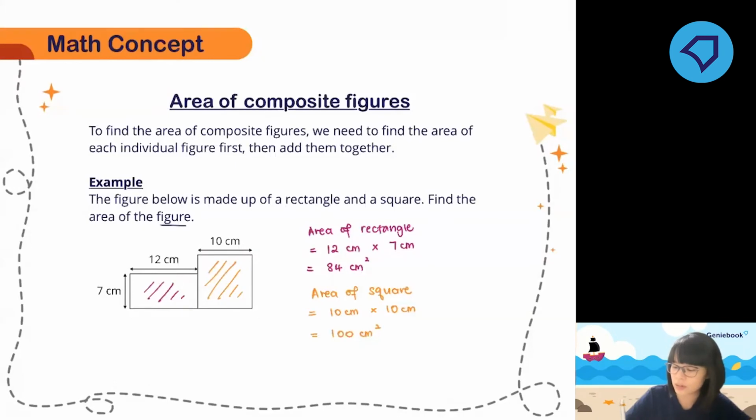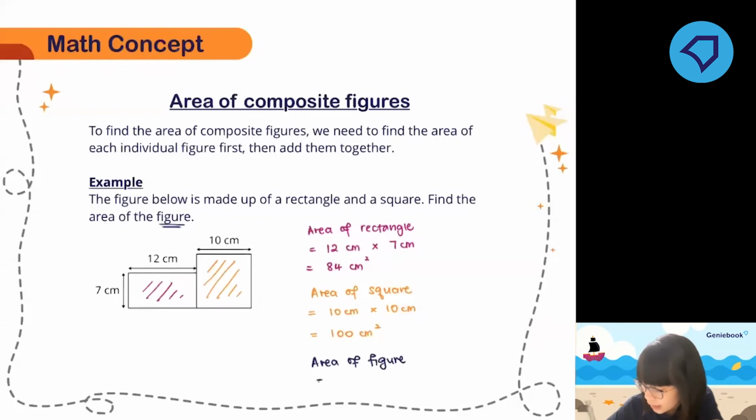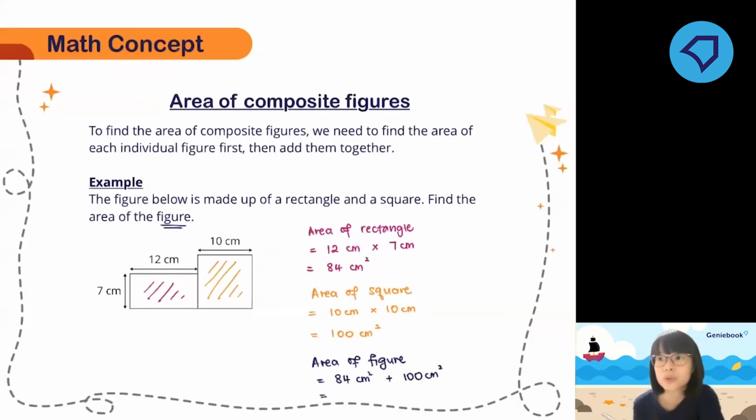Because the question is asking you for the area of the figure. The figure is made up of a rectangle and a square, so to find the area of the figure we need to add them together. Okay, so to find area of figure we need to take 84 plus 100. Okay, so I think all of you should be able to give me the answer, 184. Excellent job. Okay, so the answer would be 184 centimeters squared. Everybody can follow? All of you clear?